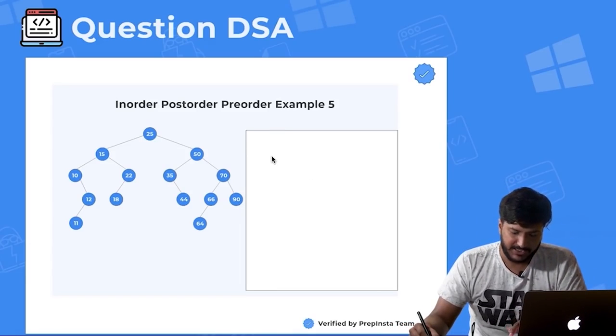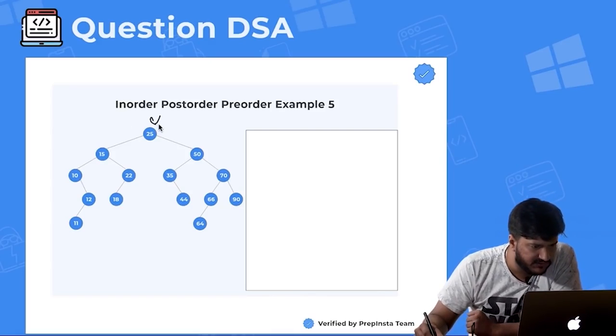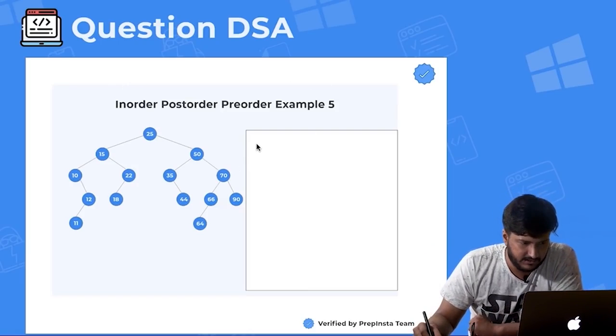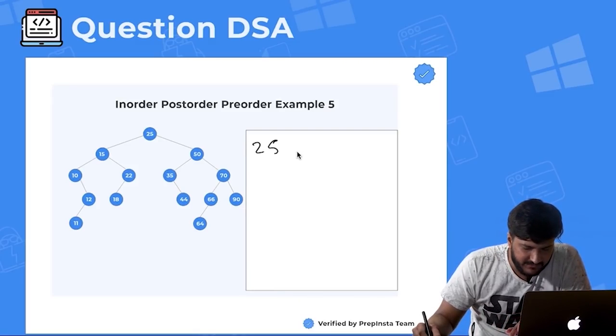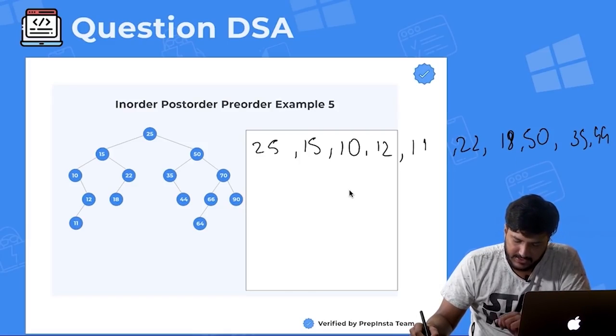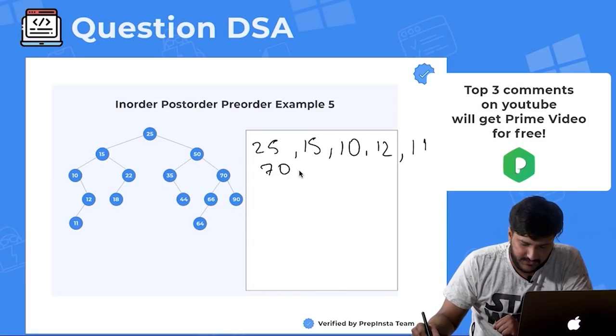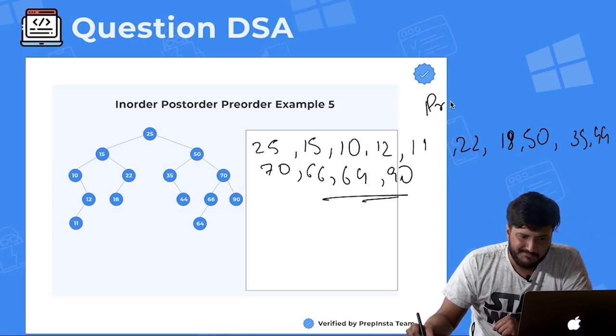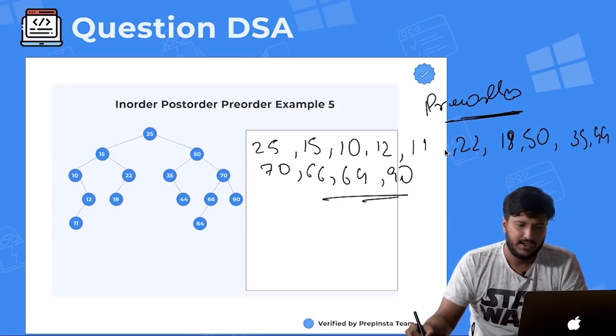So for example, the pre-order of this particular question would start from 25. Let me write it here. It would be 25, 15, 10, 12, 11, 22, 18, 50, 35, 44, 70, 66, 64, and 90. So this is pre-order.